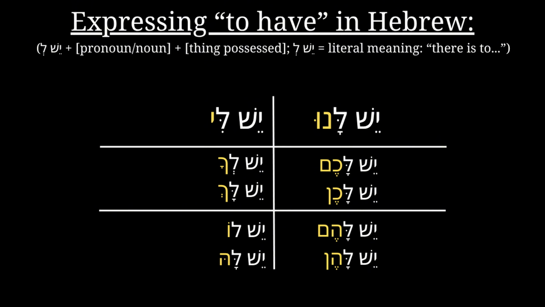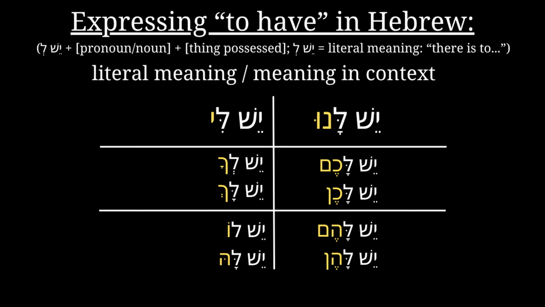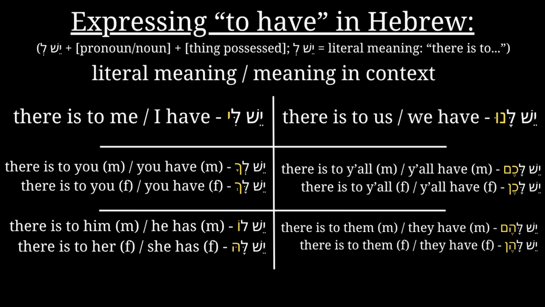Initially, we see that the suffixes from before are attached to le, which is not difficult to remember, along with the word yesh, meaning there is. However, because Hebrew uses a prepositional construction to show possession, it's important to show the literal meaning of the phrases, but in context, the words are expressed using the have in English. Yesh li. There is to me, but in context it means I have. Yesh li. I have.